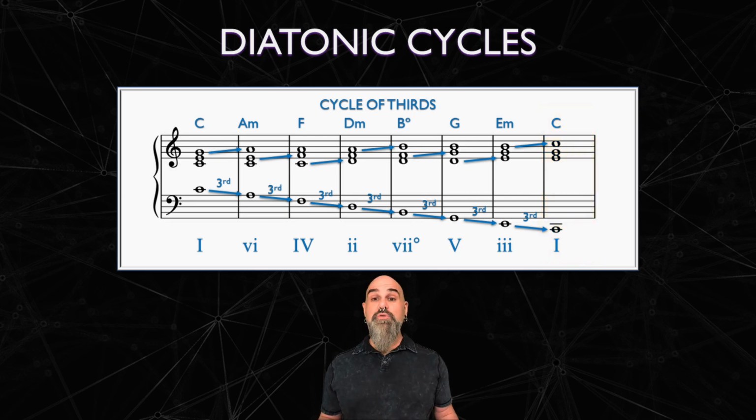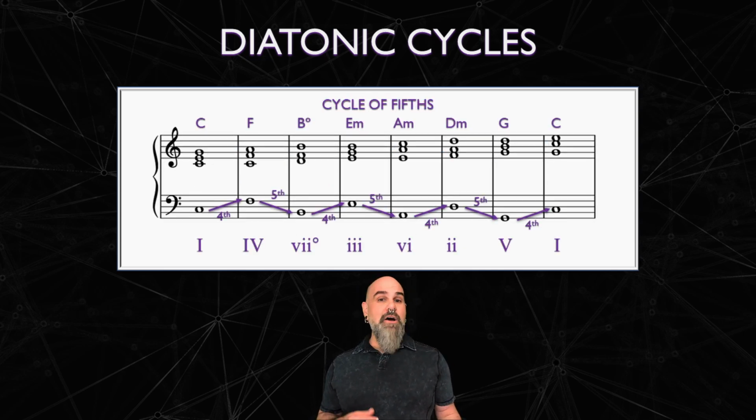Since only one voice moves at a time, each chord gently flows into the next one, creating a gradual harmonic shift. Next, the cycle of fifths. We'll move down a fifth or up a fourth between chords, and to maintain parsimony, we'll move 2 notes up at a time.